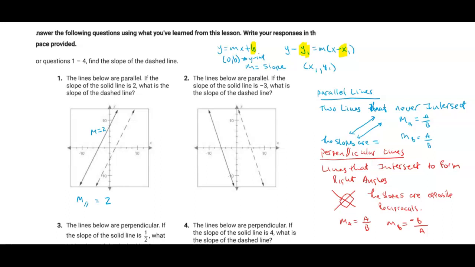Number 2, the lines below are parallel. If the slope of the solid line is -3, what is the slope of the dashed line? Well, again, since they're parallel, if the slope of this line is -3, then the slope of that dotted line, this is just a way of naming it, is also going to be -3.